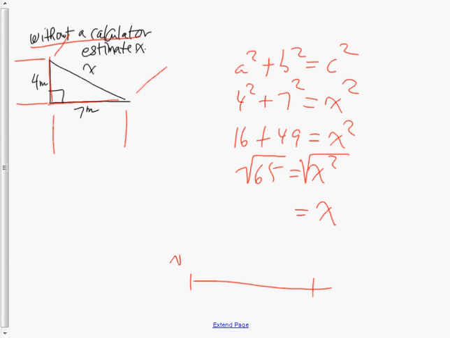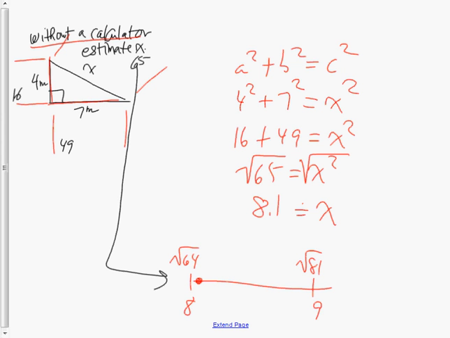And since I know the square root of 64 is a perfect square, which is 8, and the square root of 81 is 9, the square root of 65 is pretty close in proximity to 8, which means it's probably 8.1-ish, or maybe even smaller, but approximately 8.1. Now, alternatively, you could have just drawn those squares onto it and did the exact same thing I was doing over here. Put that 65, and then you go from there to here, and you say x is approximately 8.1 meters.